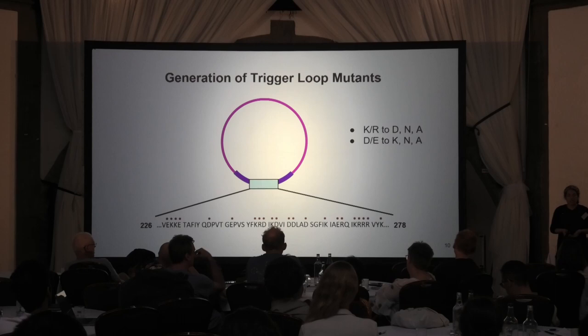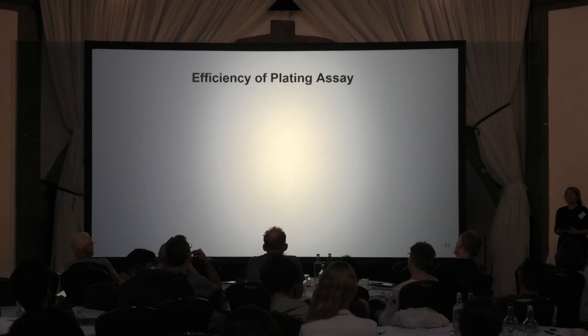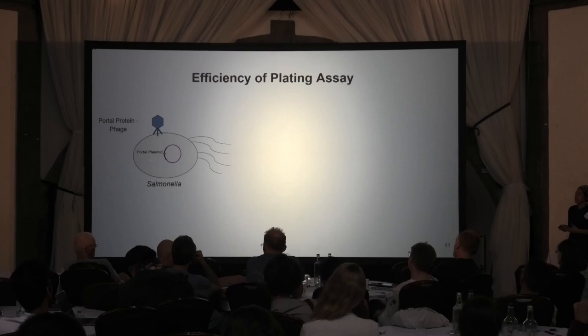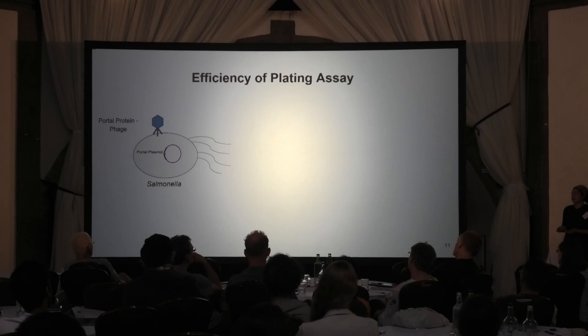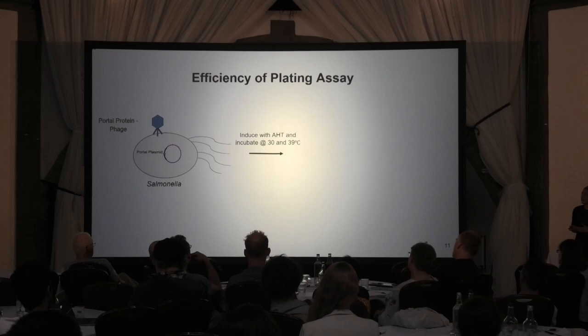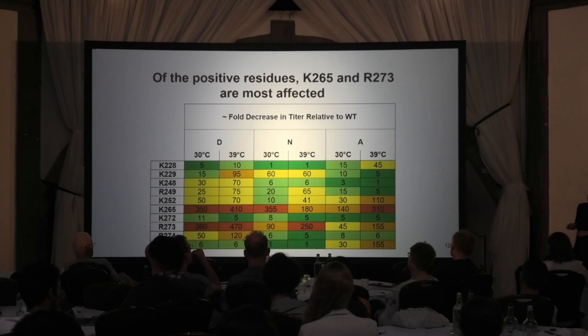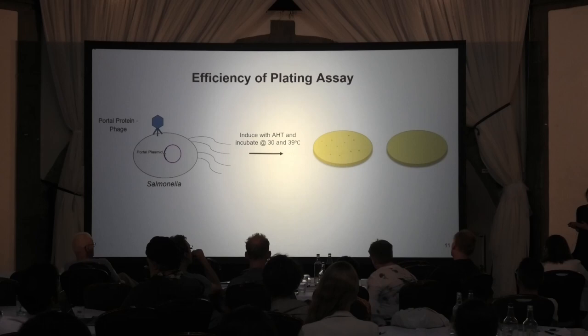And the first experiment I did with these was a screen to determine what the phenotype of the mutation was. I did this using a complementation-based efficiency of plating assay, which works like this. We have Salmonella that's been transformed with a mutant portal protein plasmid, and those Salmonella cells are infected with a phage that cannot make the portal protein, known as a portal protein minus phage. From there, expression of the mutant portal is induced with anhydrotetracycline, and then I incubate the combination of Salmonella and phage on plates at 30 and 39 degrees. And from there, I observe either the presence or absence of plaques. I count the plaques and then determine what the relative titer is.